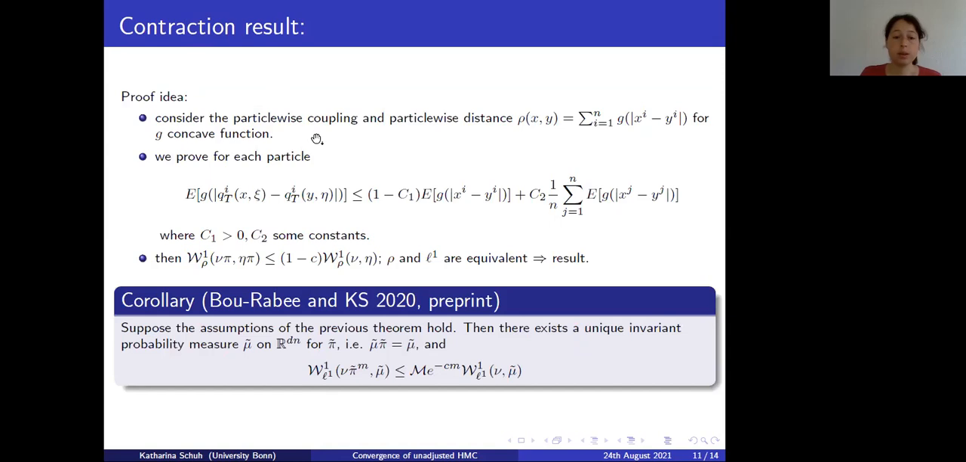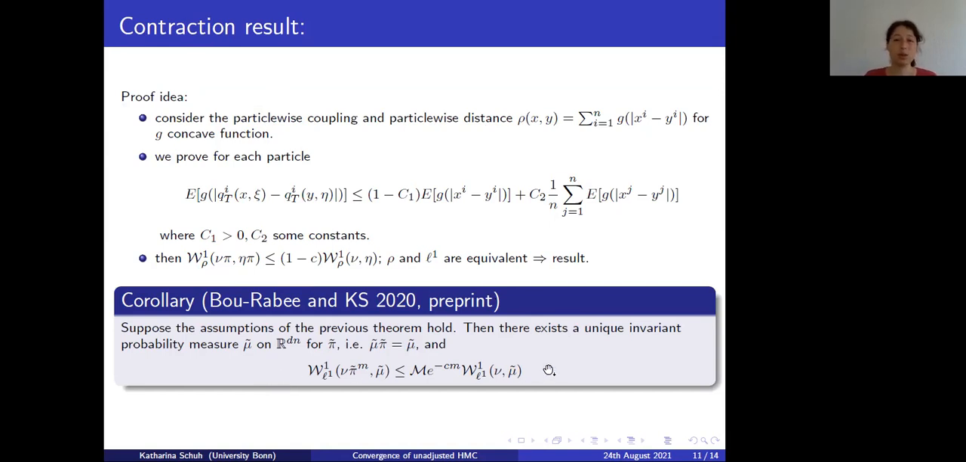And how did we do this? So mainly we used this particle-wise coupling, and we used the particle-wise distance rho, which is actually equivalent to this L1 distance. And then for this distance rho, we showed contraction in one step and then used the equivalence. And then there was a nice consequence of this result, namely that there now exists a unique invariant probability measure mu twiddle for the unadjusted HMC. And we have convergence towards it.